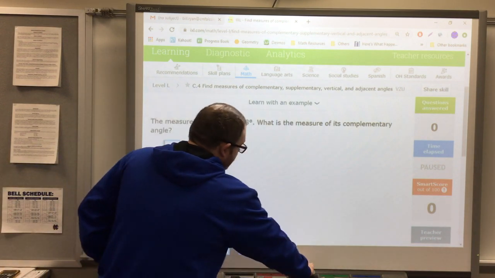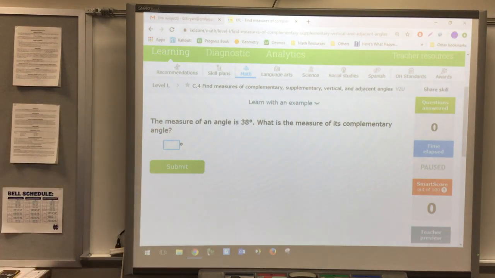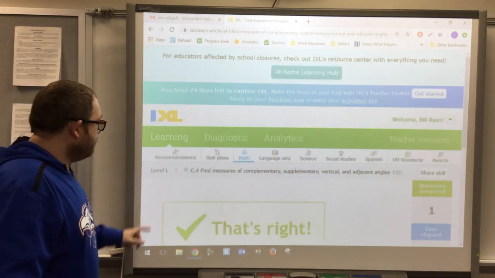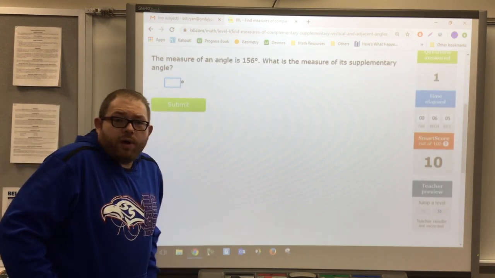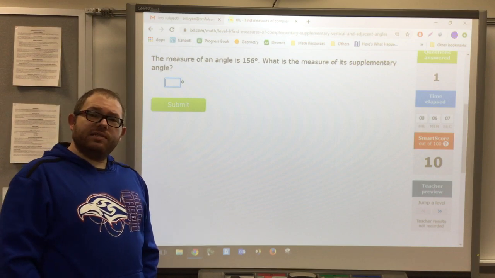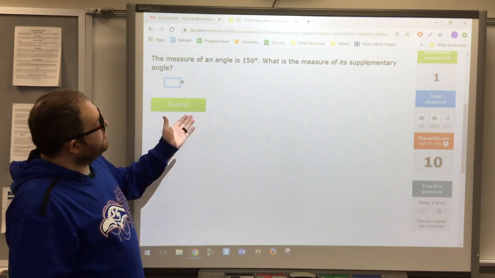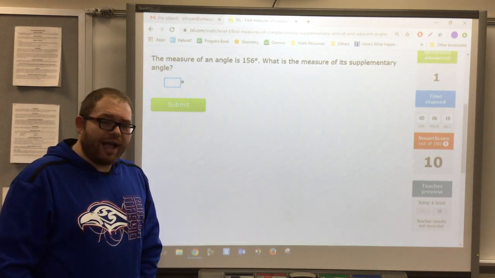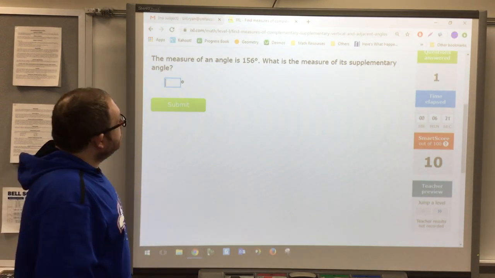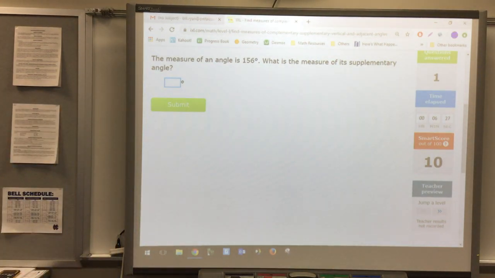Now the truth is here, guys, I'm going to just work out a bunch of these questions with you as long as they're different. So the next question is very similar. The only difference is instead of complementary, they use the word supplementary. So I know that 156 plus something has to equal 180. So when I subtract to find the missing angle measure, it's going to be 24 degrees. We'll type in 24 and move to the next one.